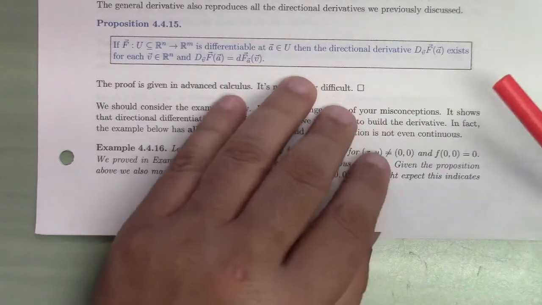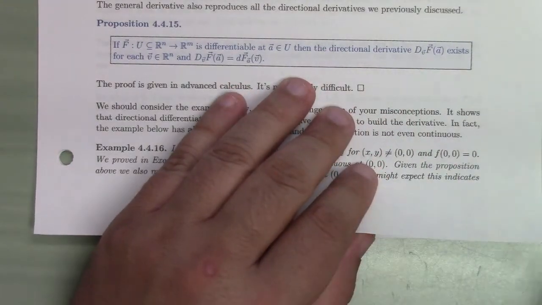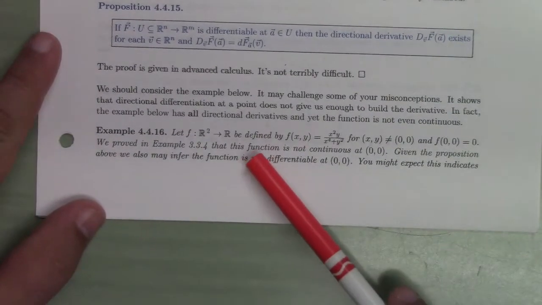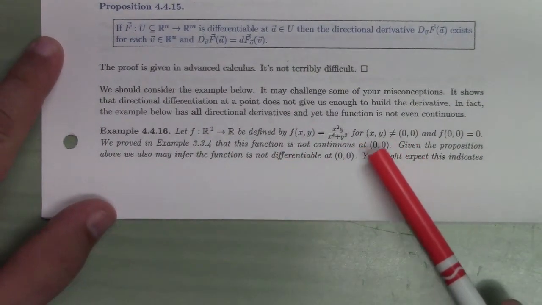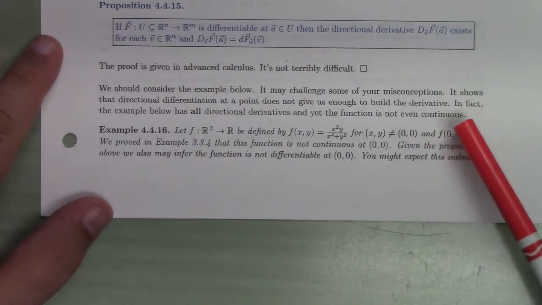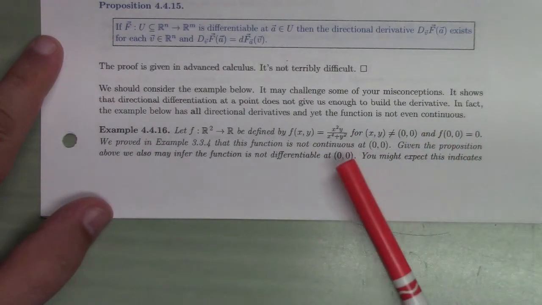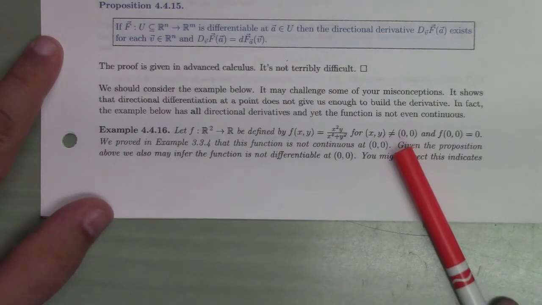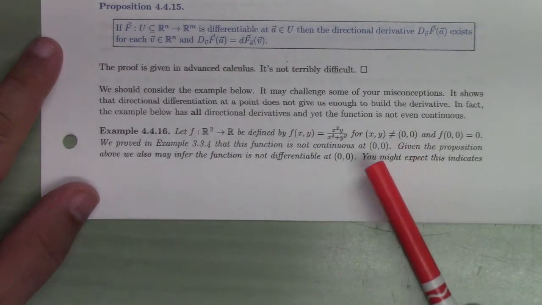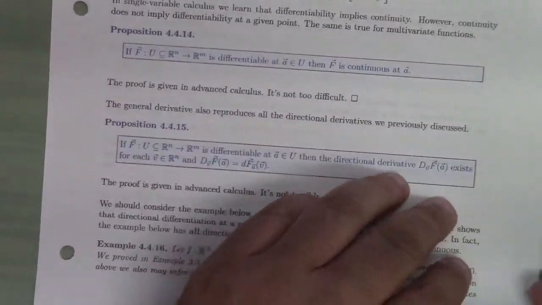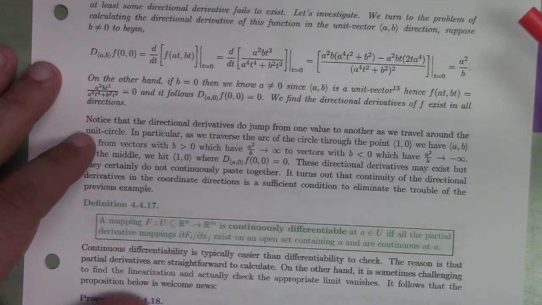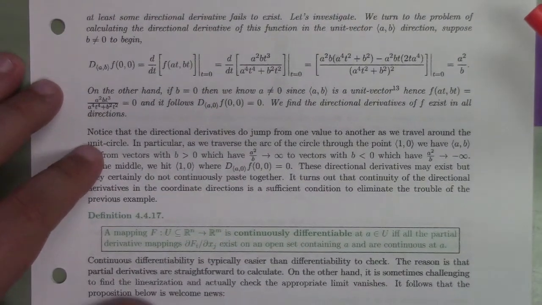You could have a function which has all directional derivatives existing, and yet it's not differentiable at the point. And that's what this example 16 does. This function, x squared y over x to the fourth plus y squared, for (x, y) not (0, 0), and f of (0, 0) equals 0, we have previously shown is not a continuous function. And since it's not continuous, it's certainly not differentiable. And yet this calculation shows that the directional derivatives all exist. They behave badly.